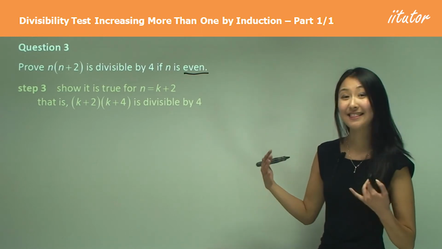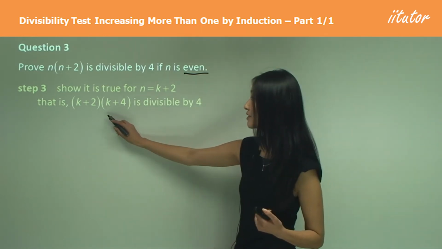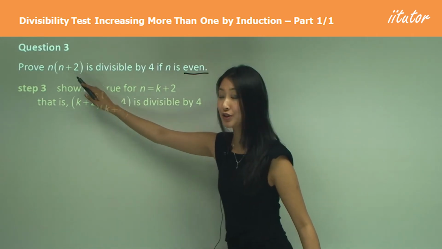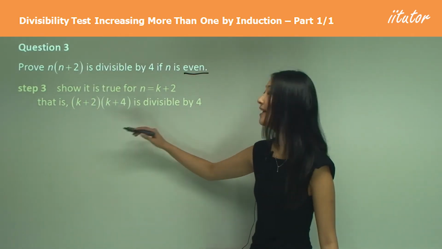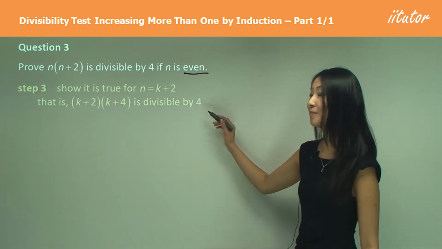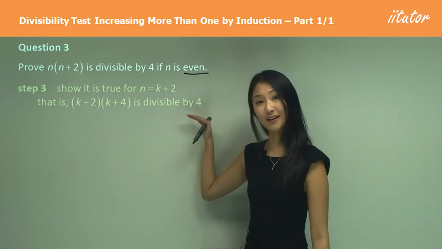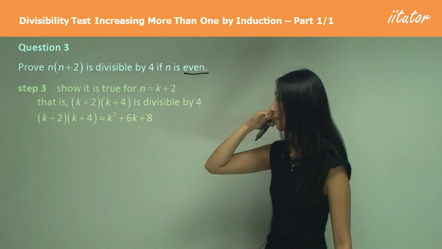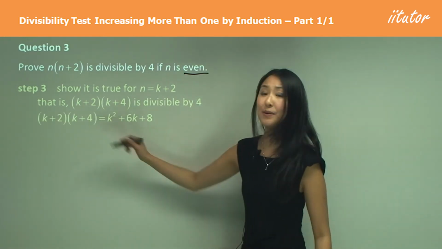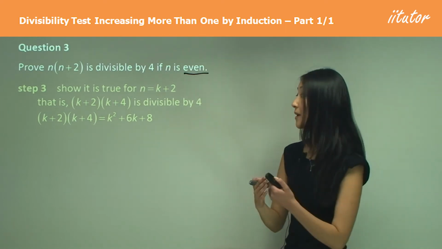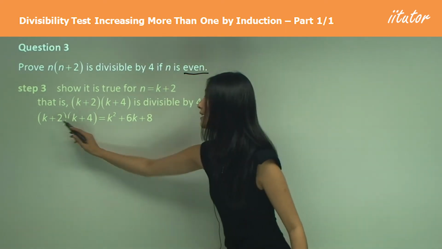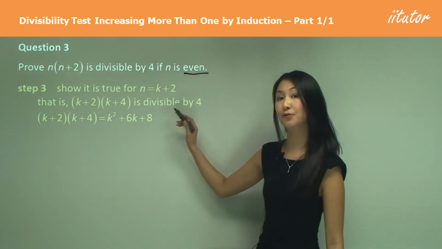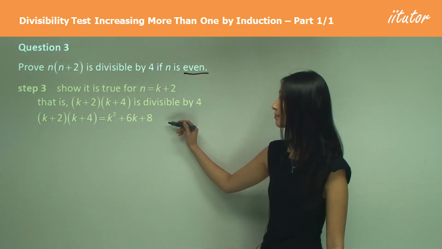So we write that k plus 2, which is n just there, times k plus 2 becomes k plus 4, is divisible by 4. This is what we want to prove here. Looking at k plus 2 times k plus 4, we can't really do anything with it yet, so we have to expand it. k times k is k squared, 2 plus 4 gives us 6k, 2 times 4 is 8.